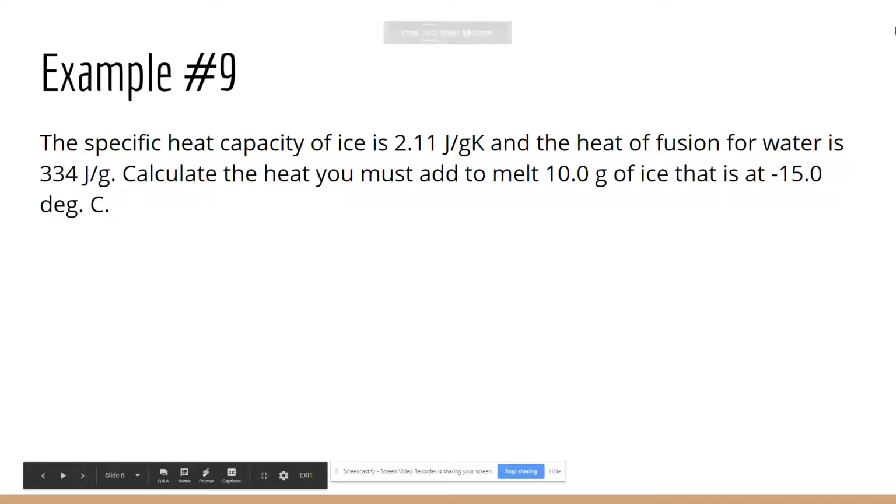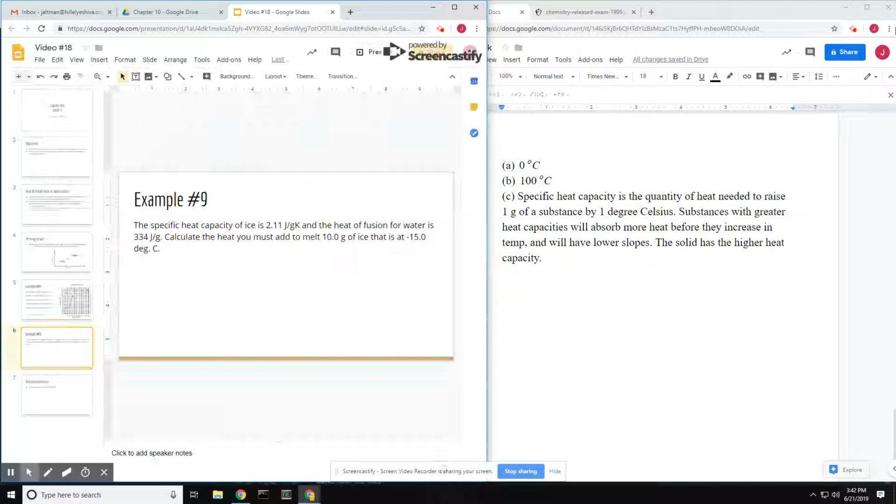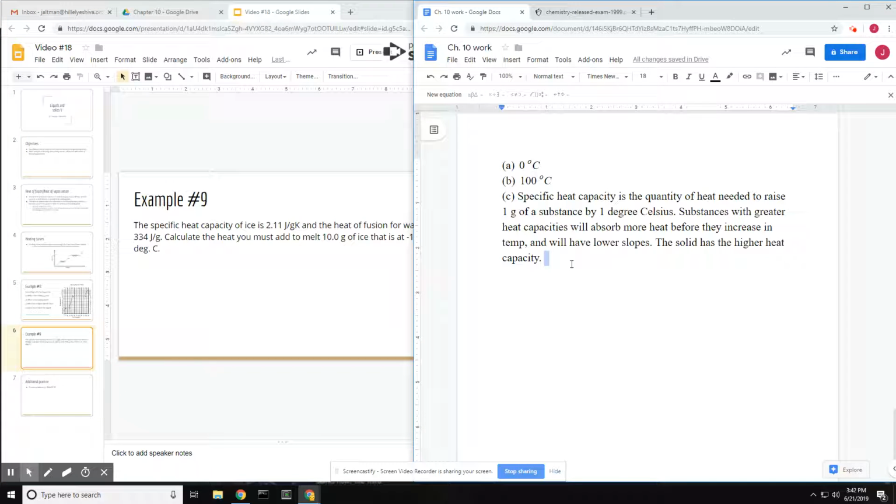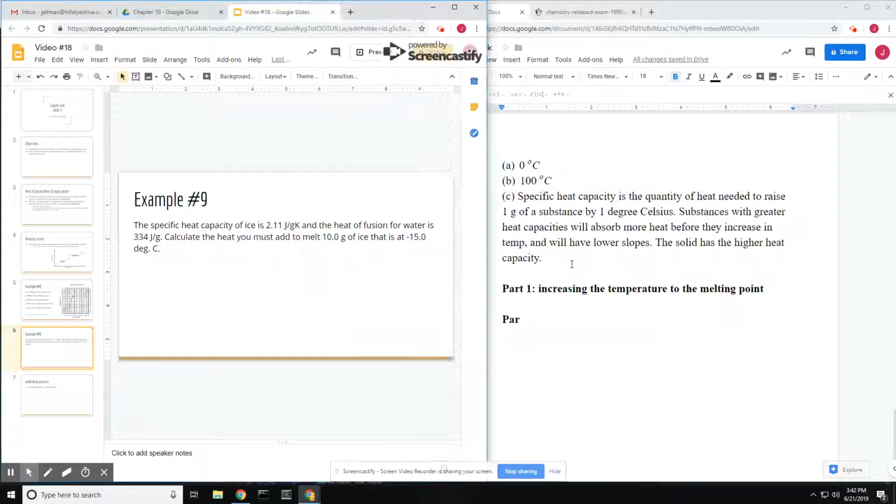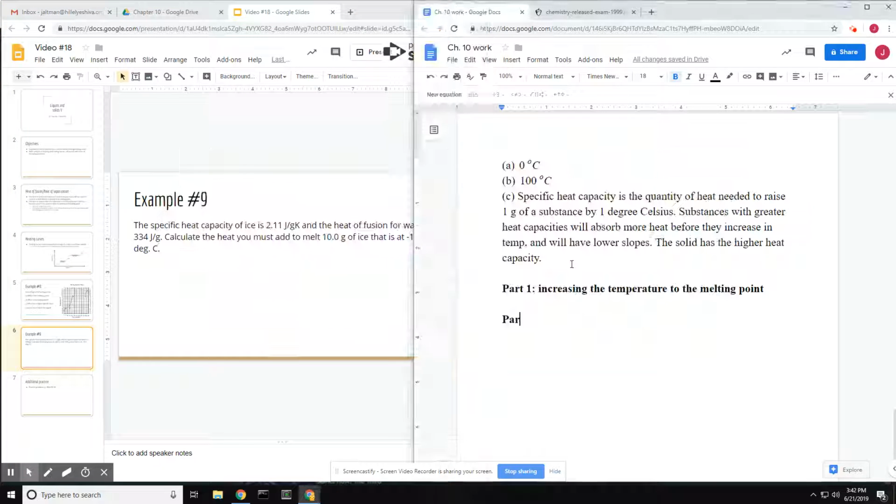Pause here. Right, I'm going to break down this problem. There are two parts. There are two processes. The first is increasing the temperature from -15 degrees Celsius to 0 degrees Celsius. The second is overcoming the heat of fusion. And then we're just going to add them together.